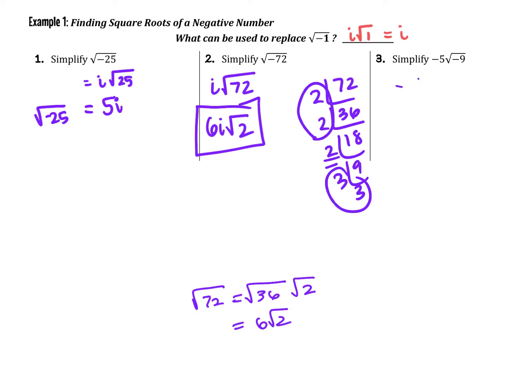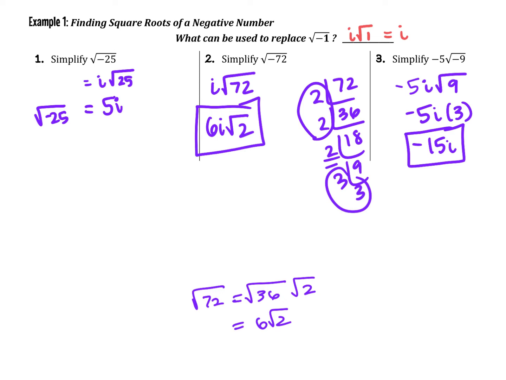Okay, if we have a coefficient in front, that actually doesn't change anything. So I'm still going to take i out to make it positive 9. And then if I take the square root of positive 9, I get 3. And then I can just multiply to get that this is going to simplify to be negative 15i.